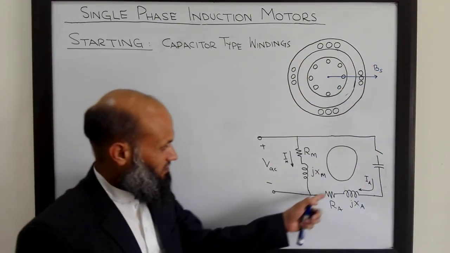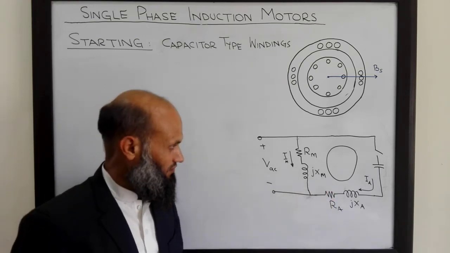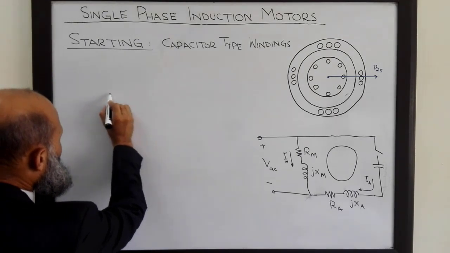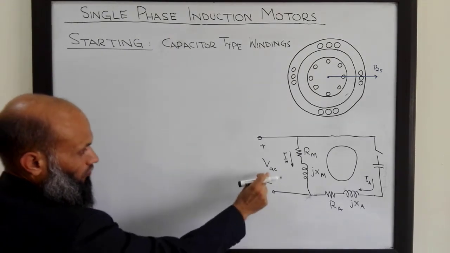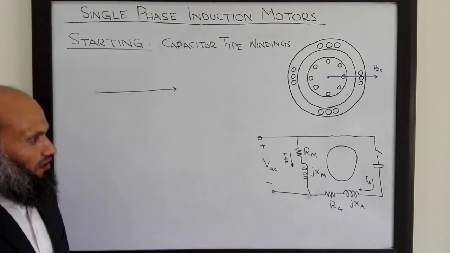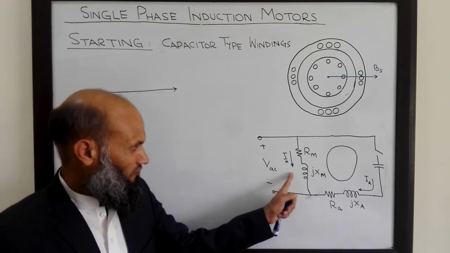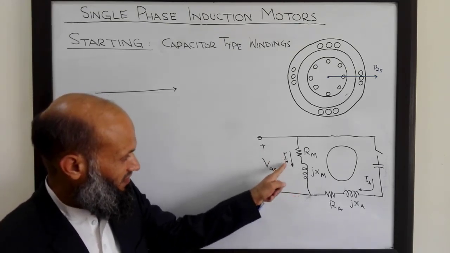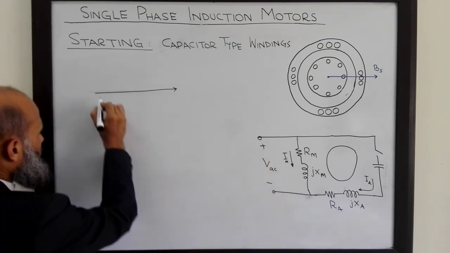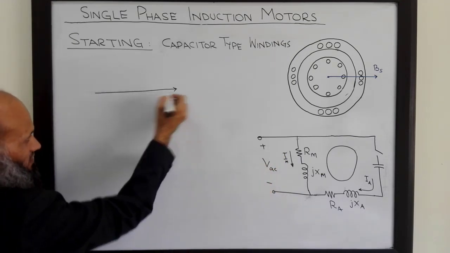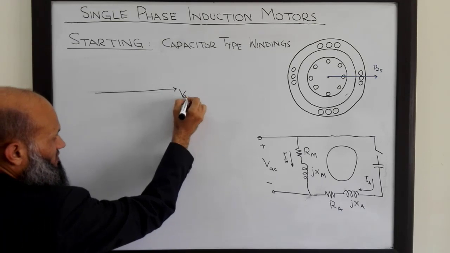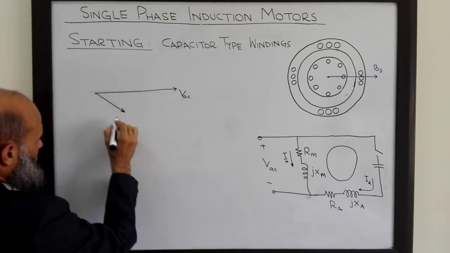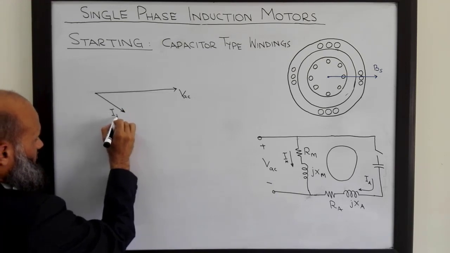If I sketch the phasor diagram for this situation, we take the voltage as a reference, and the current in the main windings. This is an inductive load, so the current will lag the applied voltage. So Im will lag this voltage VAC by a certain angle. This is Im.